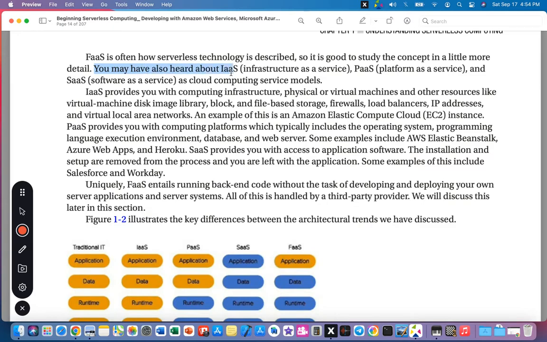You may have also heard about IaaS, infrastructure as a service, PaaS, platform as a service, and SaaS, software as a service, as cloud computing service models. So we have function as a service, highlighted here, infrastructure as a service, platform as a service, and of course SaaS, software as a service. All these are service models used in cloud computing.